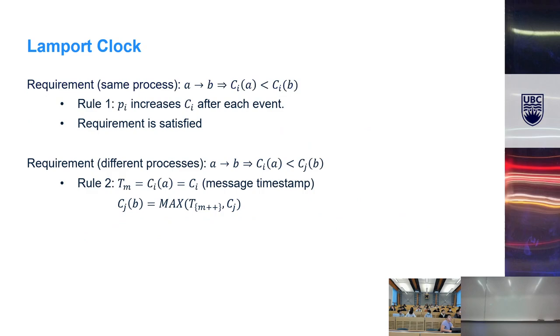So in the same process, if I have two events, one that happens before the second one, then the timestamp of the first one is always less than the timestamp of the second one. This makes sense because I don't have distributed timestamps in a single process. I have one clock to rule them all. Requirement satisfied, but it's when I get multiple processes that it becomes more interesting.